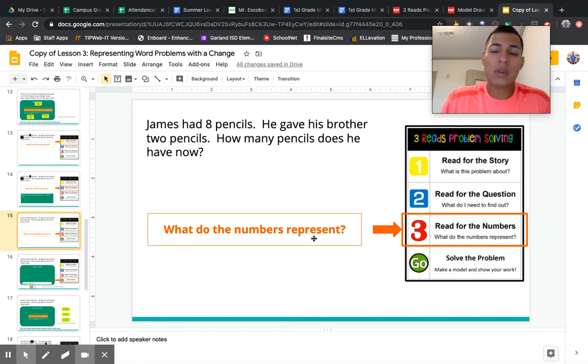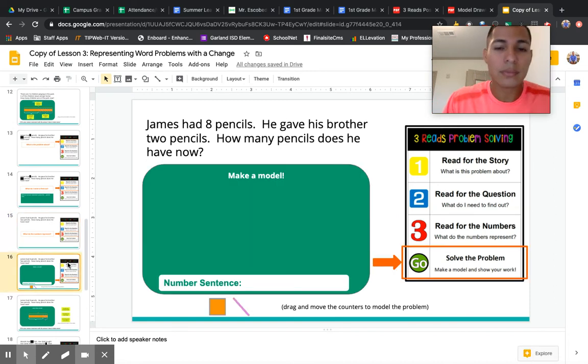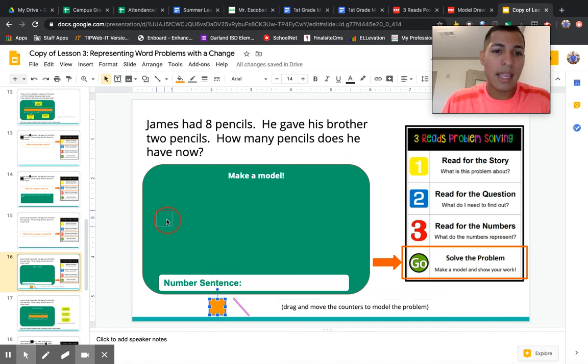So what do these numbers represent? James had 8 pencils. He gave his brother 2 pencils. How many pencils does he have now? Numbers represent pencils, right? How many pencils does he start with? How many does he give his brother? How many does he have at the end, after he gave those pencils away? Right? Boom. We're solving now. Let's get right into it. So James had 8 pencils. All right, we're going to use our cubes to represent James's 8 pencils.